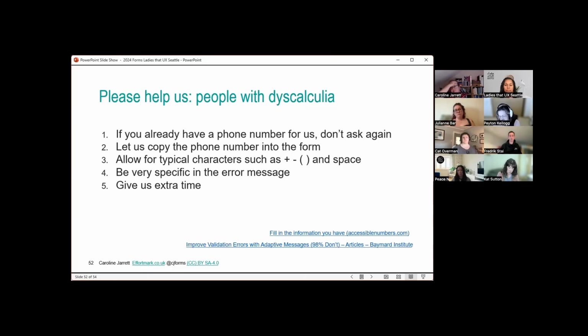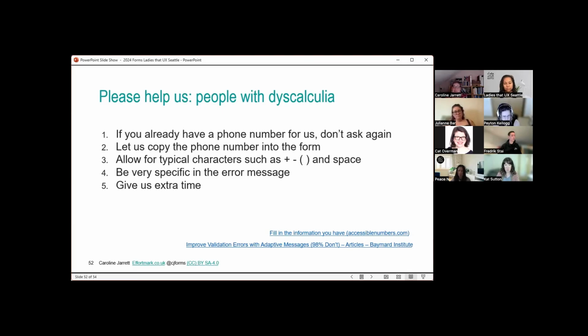please don't ask for it again. Let me give it to you once and have it done with. Possibly show it to me on screen and let me check that it's the right one. Let me copy the phone number into the form. That will help me immensely. I can just go copy. And also, if it's a two-factor authentication, letting me type in like the brackets that you have on US phone numbers, spaces, pluses, and so on.